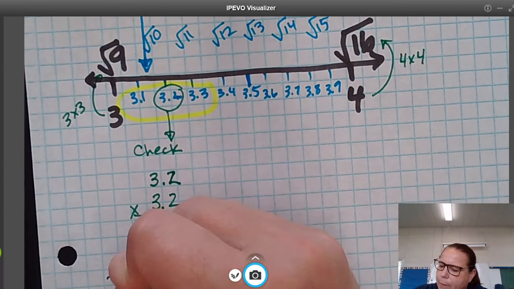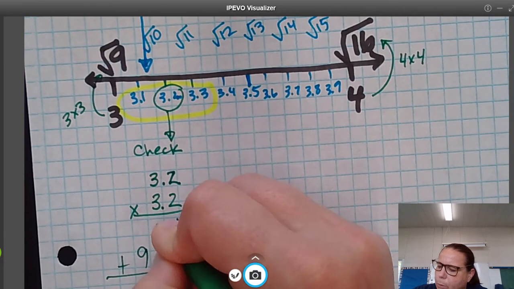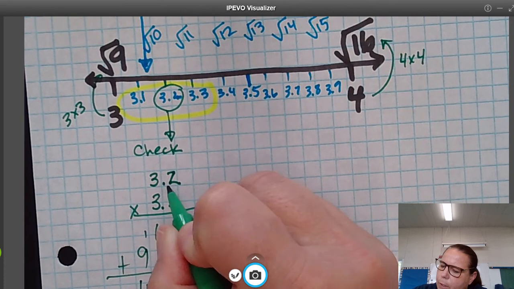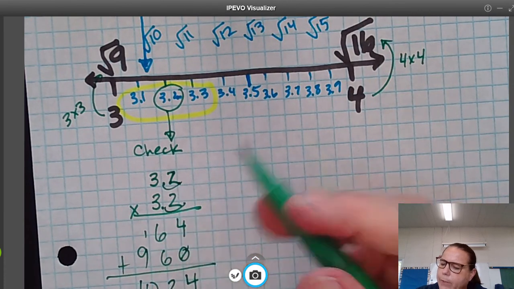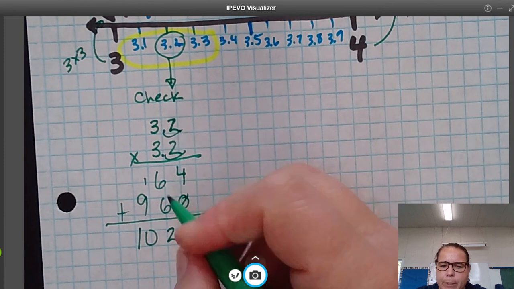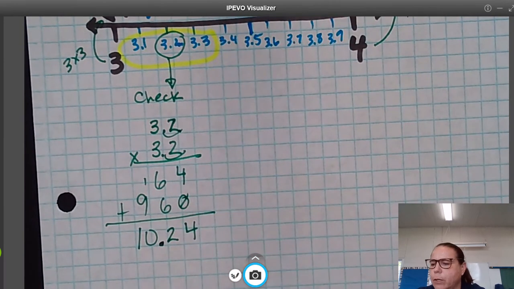So 2 times 2 is 4, 2 times 3 is 6, placeholder, 3 times 2 is 6, 3 times 3 is 9, and then we're going to add that up. And now we have 4, 6 plus 6 is 12, carry the 1, 9 plus 1 is 10. There are 2 decimal places, right, and 3 times 3 is 9, so our answer should be close to 9, but a little bit more, so it is 10.24, right?